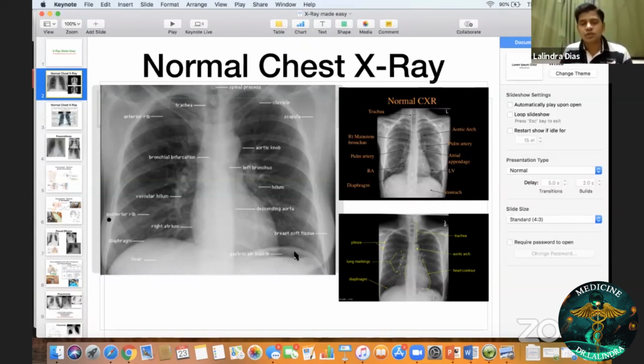Then on the left side, you can see the gastric air bubble, which is normal. That's the stomach air bubble, and it has to be there on the left side. It's a normal finding. Then guys, you can see two angles here. One angle is here, another angle here. What do you call that?